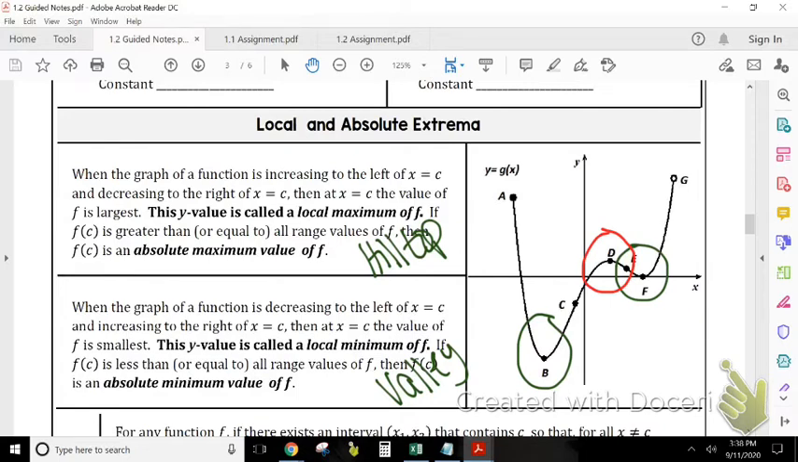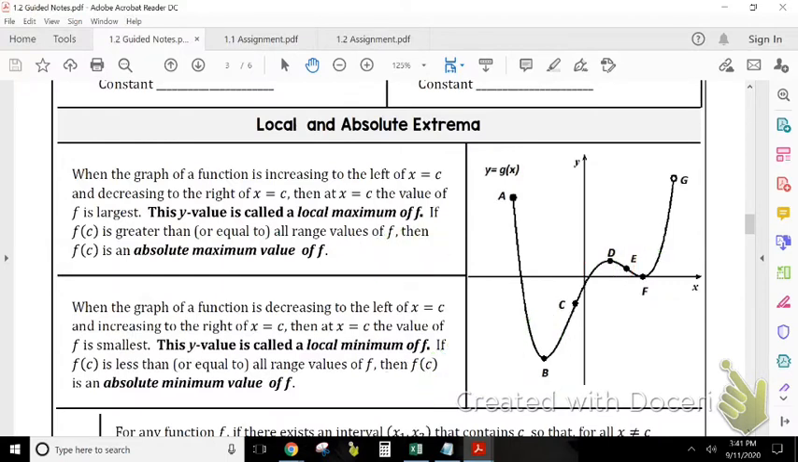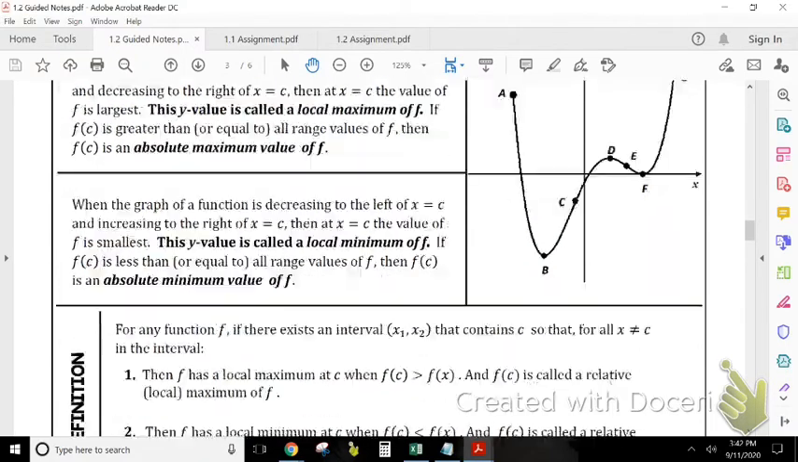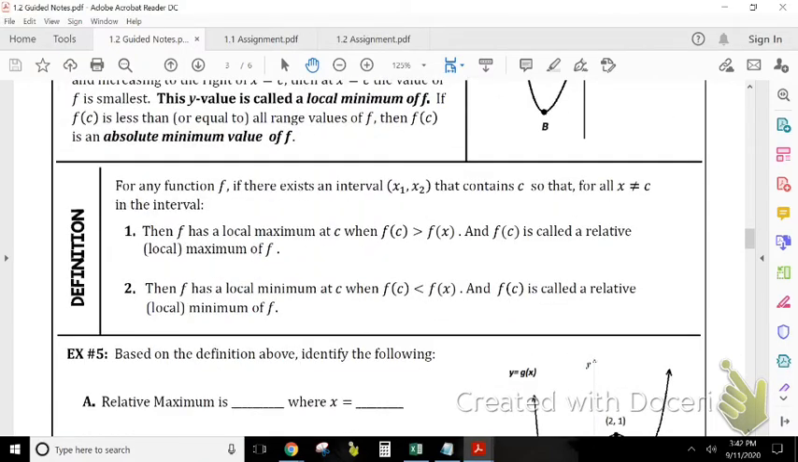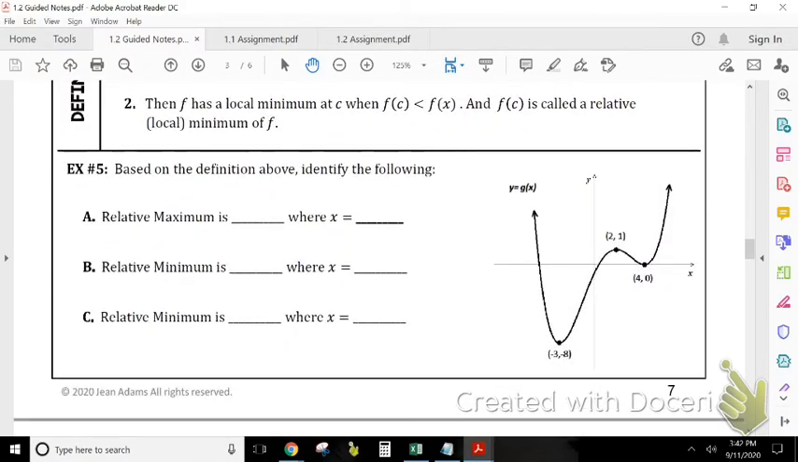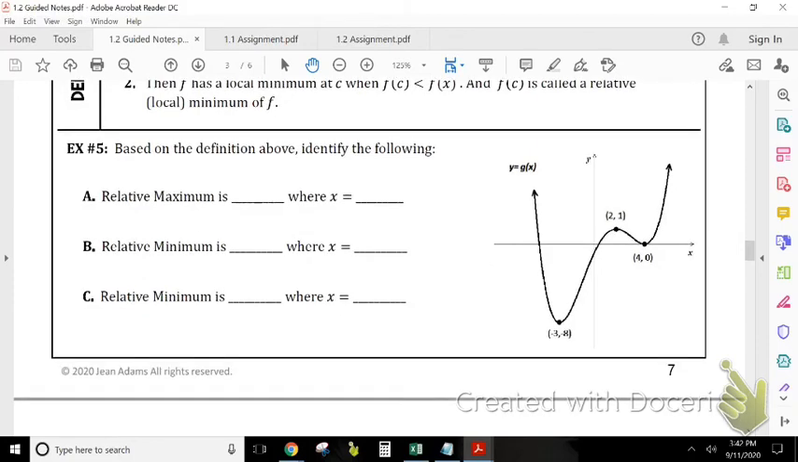But B is also the lowest point on the graph, which means B is also an absolute minimum of our graph. Alright, so let's look some more at this. It gives us our technical definition here if you'd like to read through it. But let's look at example 5.